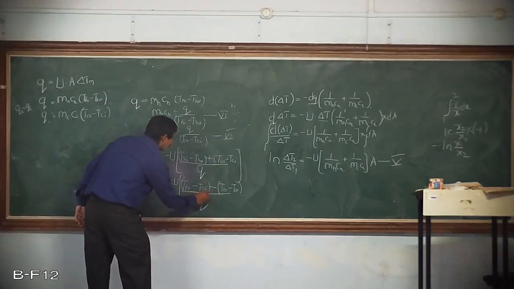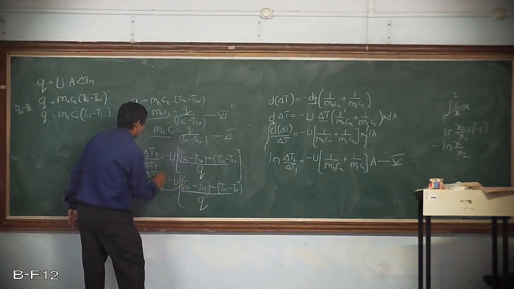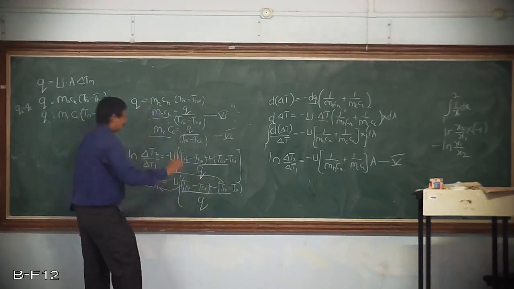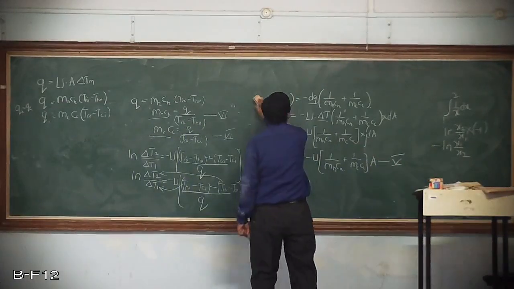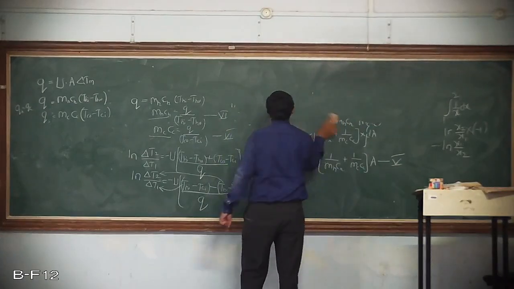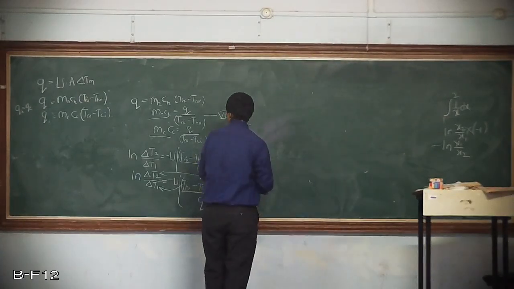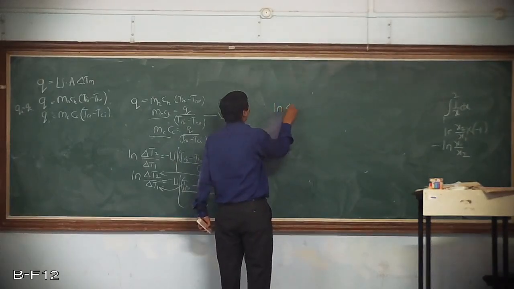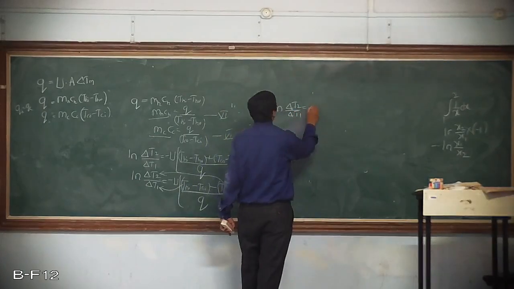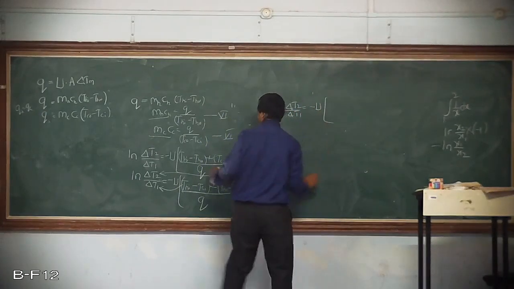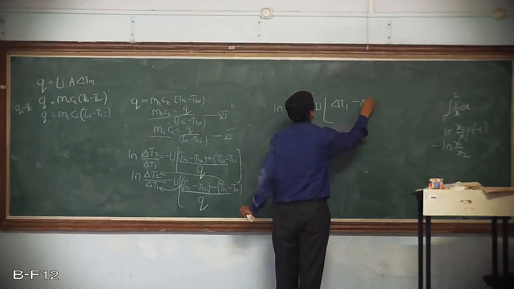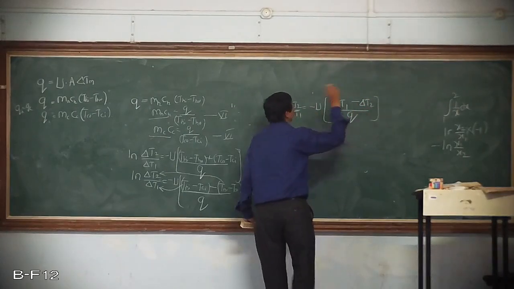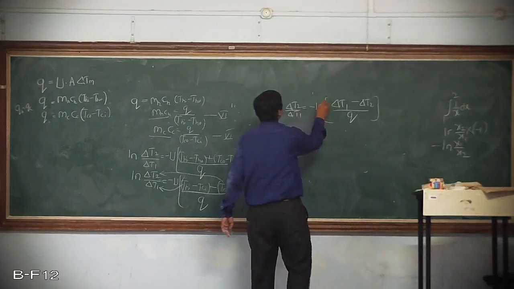Now, what does this resemble? This is nothing but delta T1 and this is delta T2. Based on that, what can we write? Let me take it once again. It is ln of delta T2 by delta T1 should be equal to minus U. Okay, now what is this? This is the (delta T1 minus delta T2) divided by Q. Of course, the area is there.